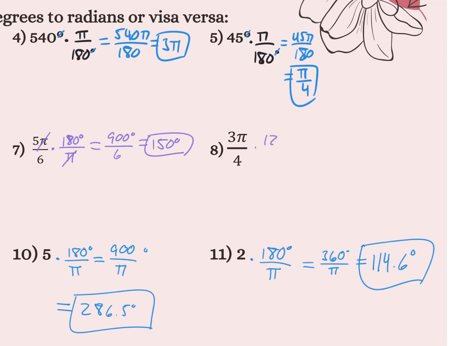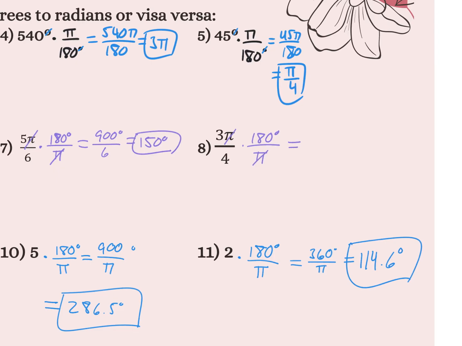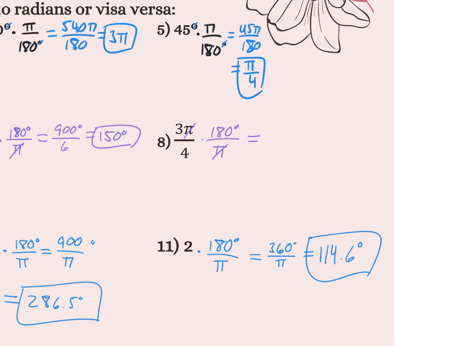All right, and we could do the same thing with 3 pi over 4, so times 180 degrees over pi. Cancel out your pi's. And then you could even also cross cancel, if you don't want to multiply straight across. So if you cross cancel, 180 and 4 are going to simplify, and then 180 is going to become 45 degrees. And then if you do 45 degrees times 3, that's going to get you 135 degrees.